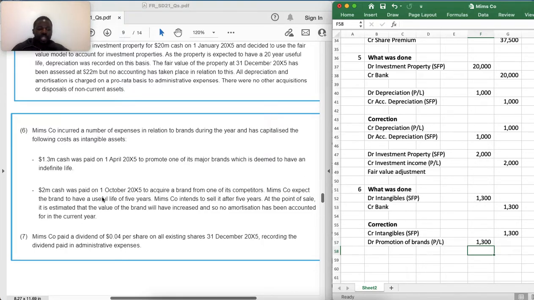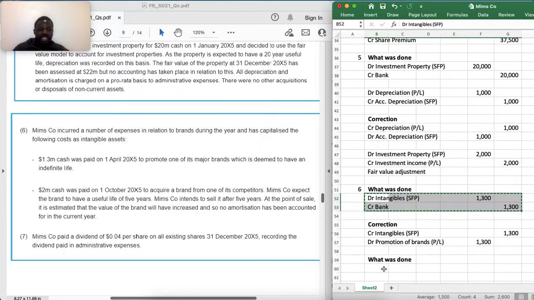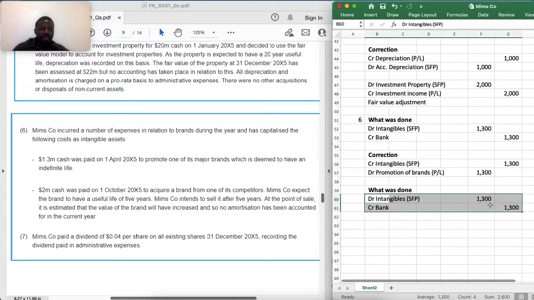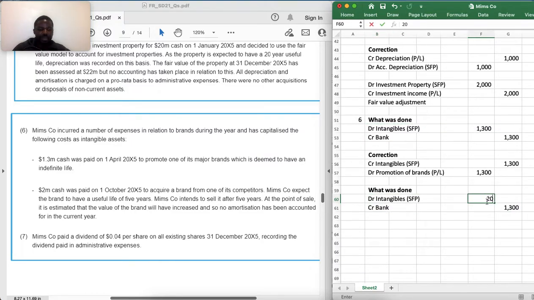Then let's move to the second note. What was done here in the second note, 2 million cash was paid on 1 October 20x5 to acquire a brand from one of the competitors. So now this brand at this date was acquired. So what did the company do? Like what it did in April, the company debited intangibles 2,000 and credited bank 2,000. This was correct.